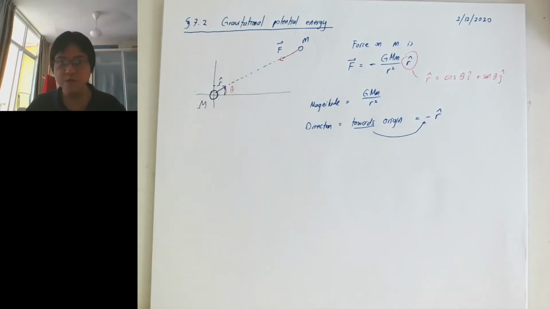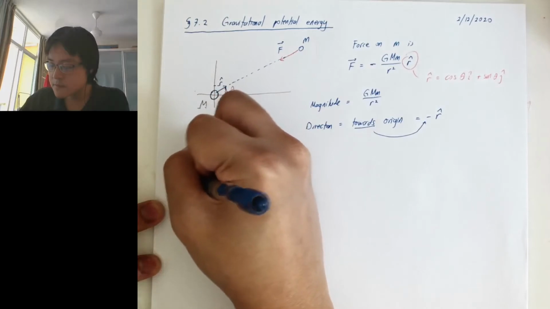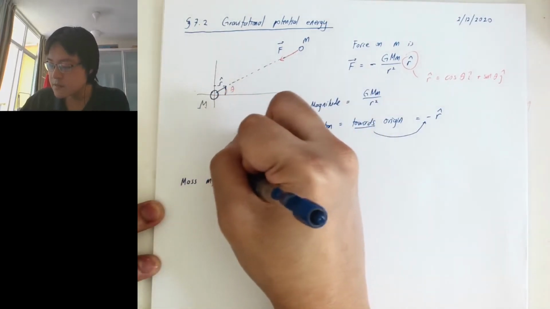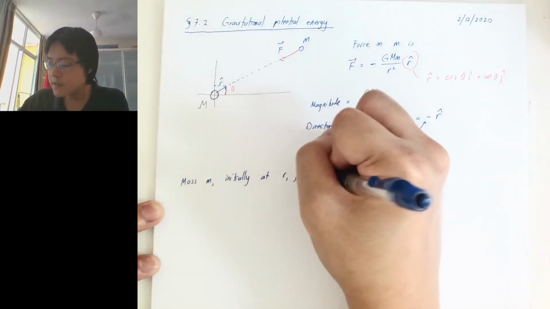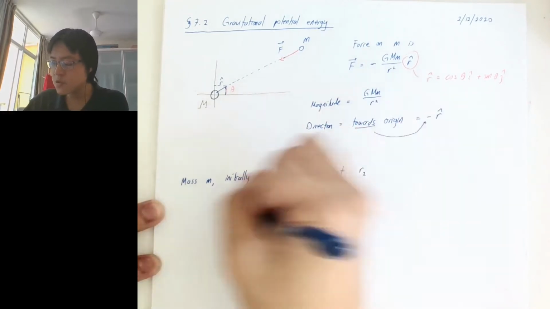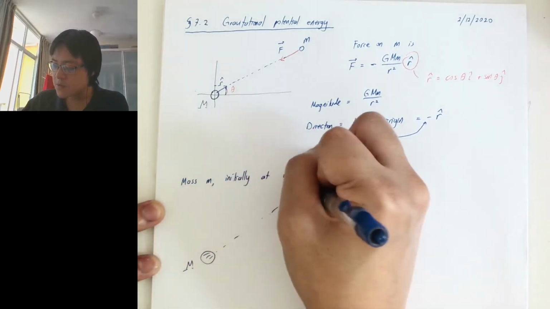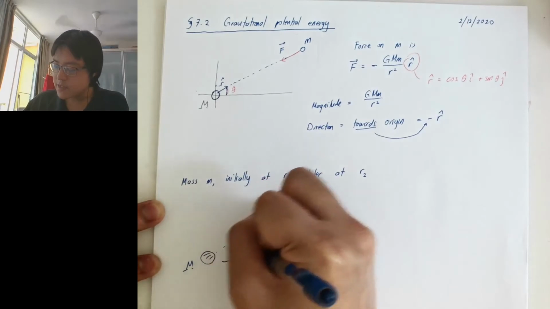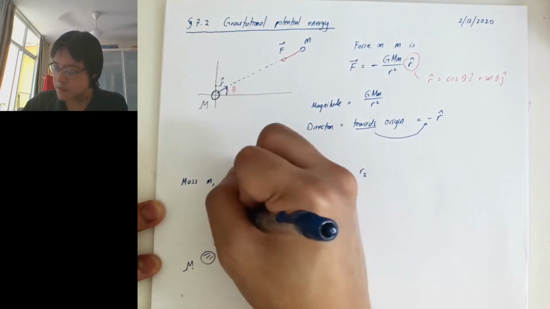What I want to do for this chapter, we kind of started already in Monday's class before we ran out of time, is to calculate the work done. So I want to calculate the work done on the mass m, initially at distance r1, and later at distance r2. Let me draw this picture again. Initially it's at r1, the small m, and at a later time it will come to here, r2.